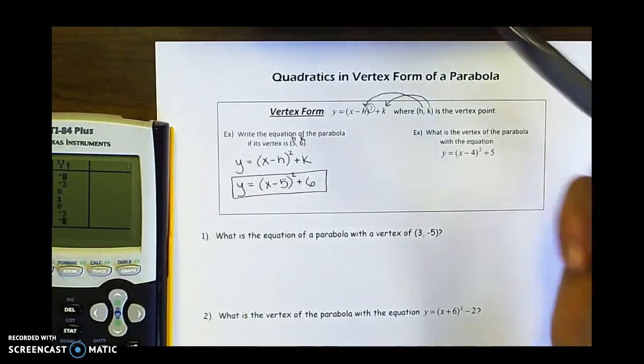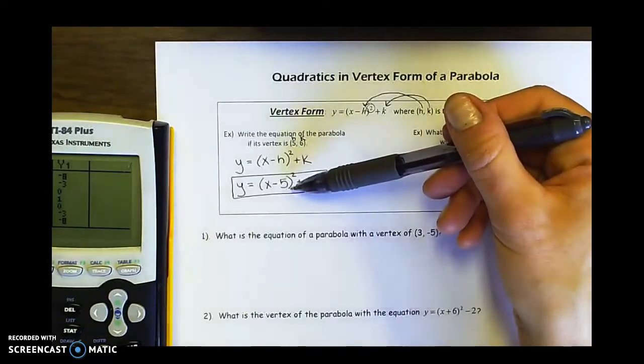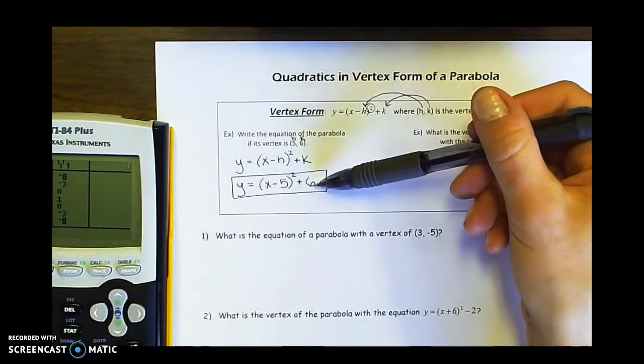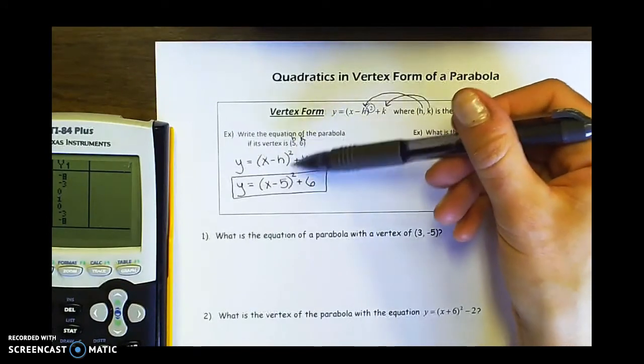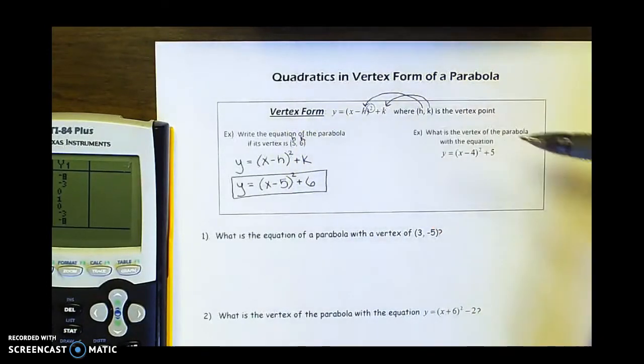Now let's look carefully here. Our vertex was a positive 5, but in the equation it's a negative 5. The k value is positive 6, and it's a positive 6. So we have to remember, just like when we're factoring and solving quadratics, whenever something is in the parentheses, you have to change the sign. So let's go ahead and try example 2.